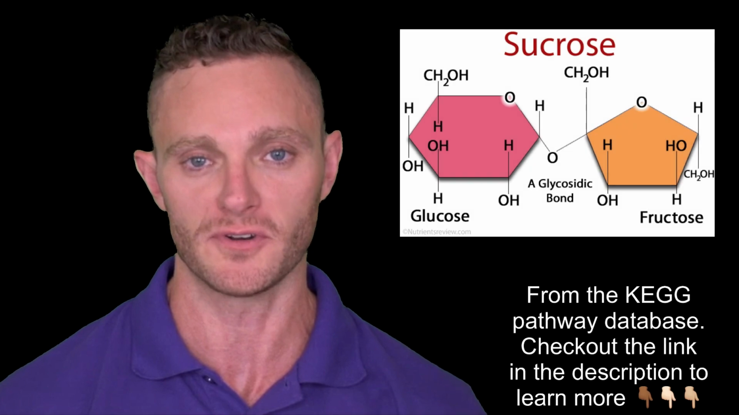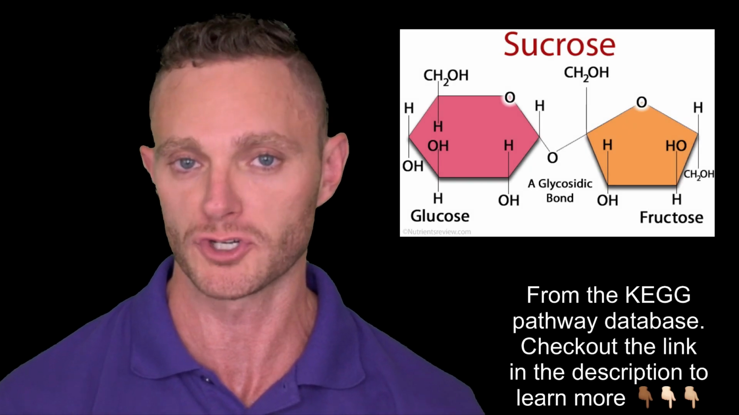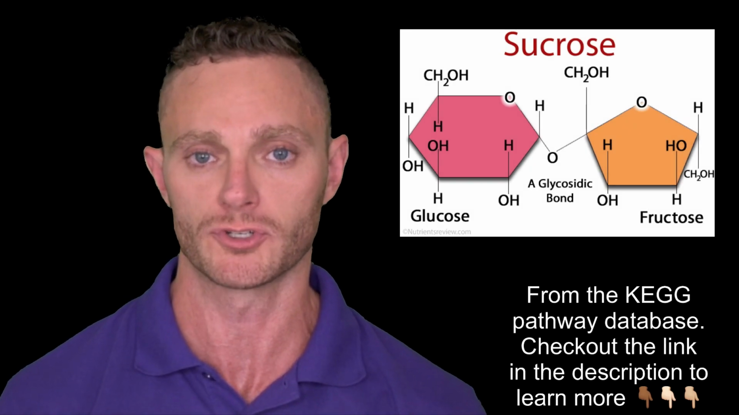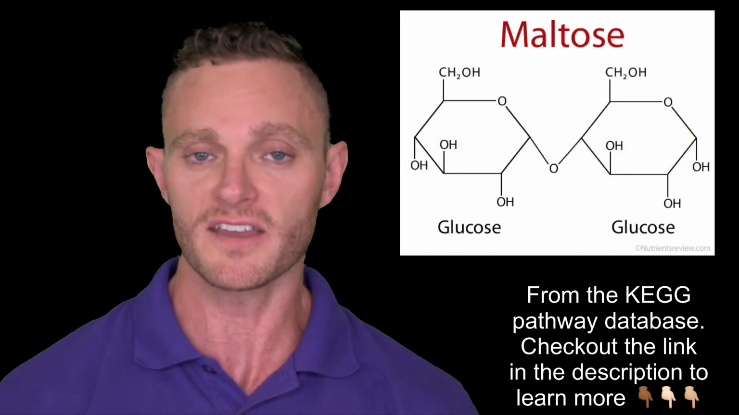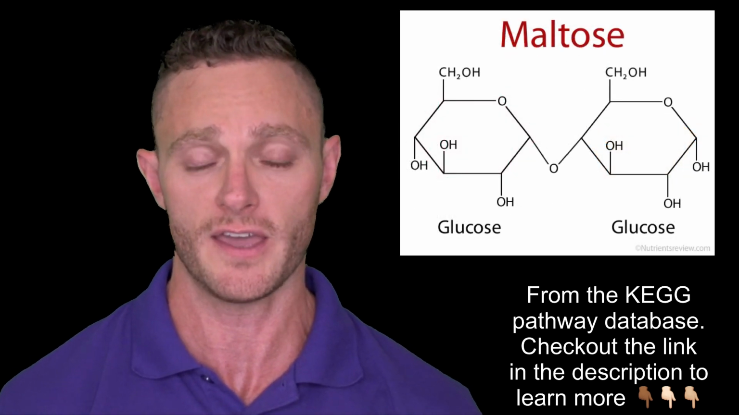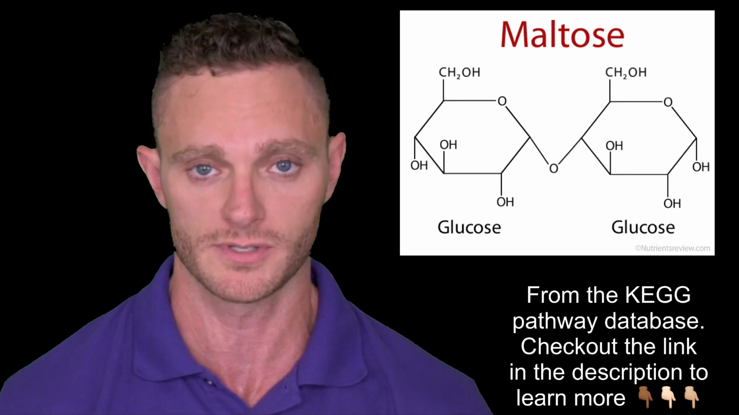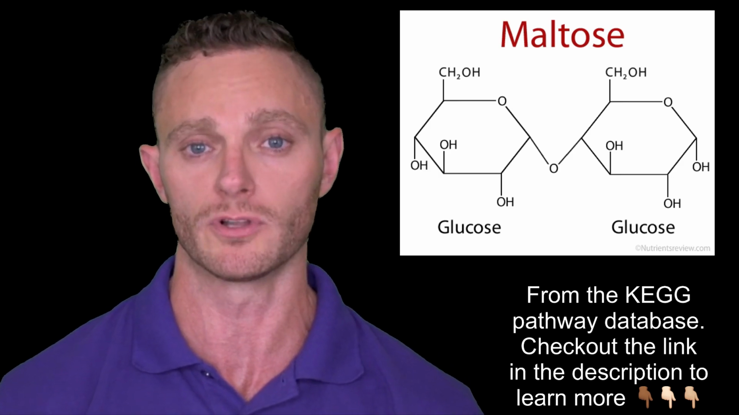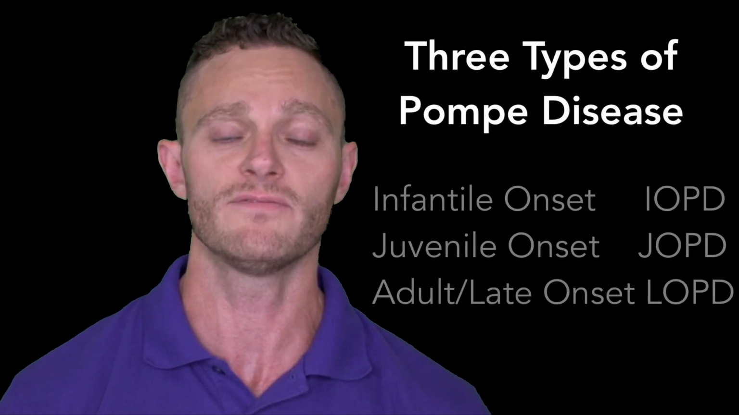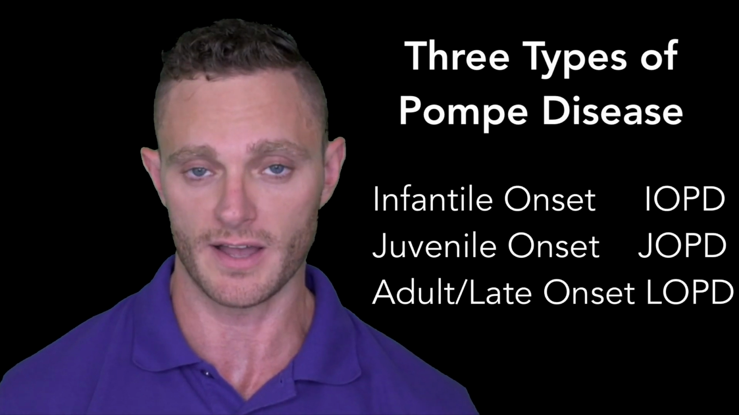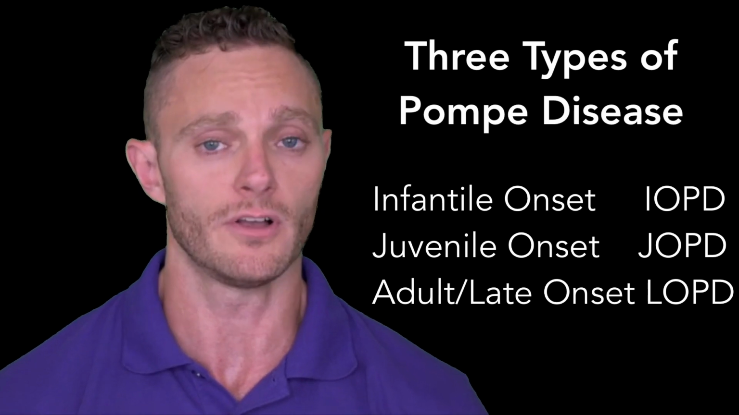The GAA enzyme is responsible for breaking down two different complex molecules inside the cell's lysosome. The first being sucrose, which is composed of one simple sugar of glucose and one simple sugar of fructose. The second complex molecule that GAA enzyme breaks down is called maltose, and this is composed of two simple glucose molecules.